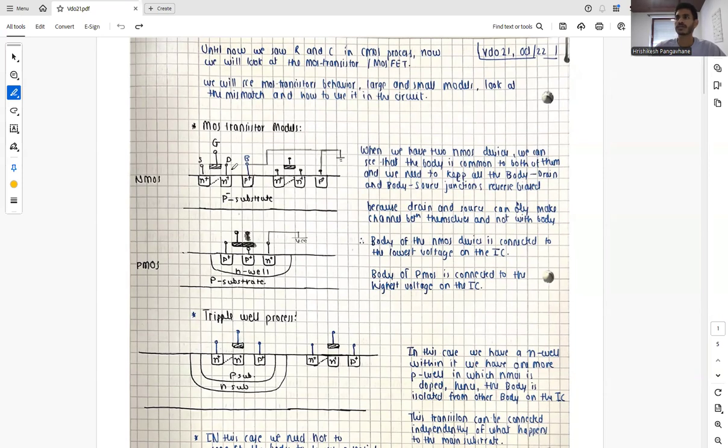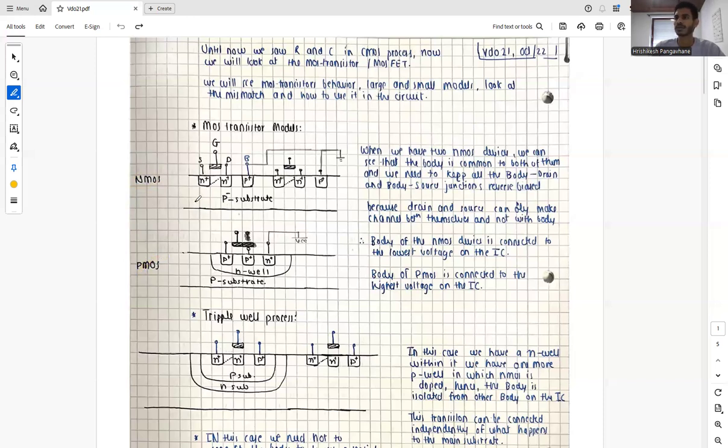As we know, we have source, gate, and drain terminals. Along with that, there is a fourth terminal, which is the body terminal in our MOSFETs. There are two types of MOSFETs, NMOS and PMOS. We know these from our basic analog electronics courses.